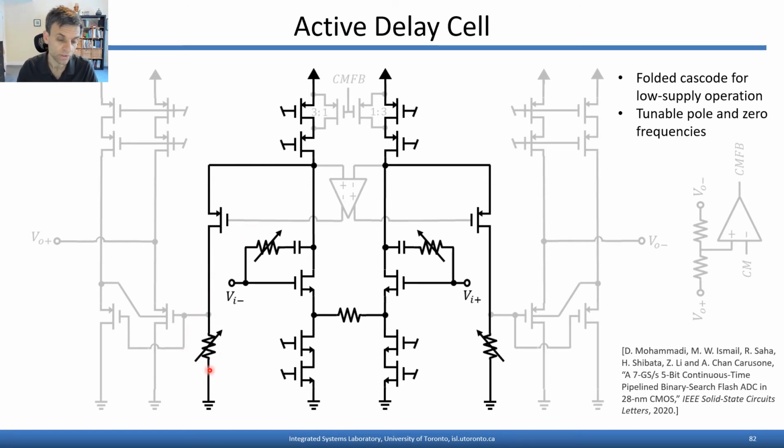The load resistor here is also made adjustable. That allows us to adjust the frequency of the dominant pole and the gain of the circuit. And again, we can do that to try and achieve a nice all-pass response.